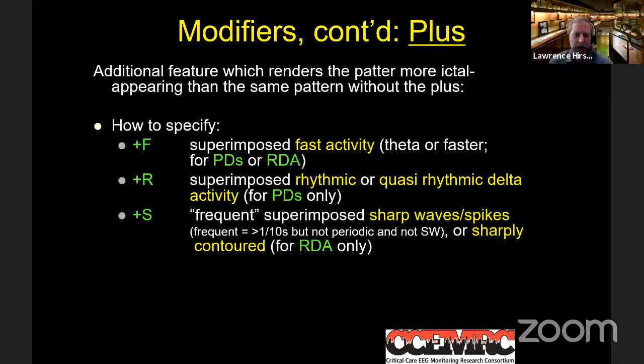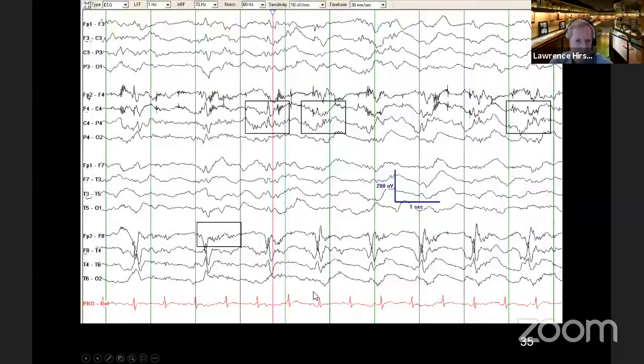Okay, so this is the plus modifier. This is any additional feature that makes the pattern more ictal appearing than the same pattern when there's no plus. So you can either have superimposed fast activity, superimposed rhythmic activity, or superimposed sharp waves. And the other way to be a plus S is if the pattern itself is sharply contoured, and that only applies to rhythmic delta. So here's an example where each discharge has a little burst of fast activity with it. So this would be an LPD plus F.